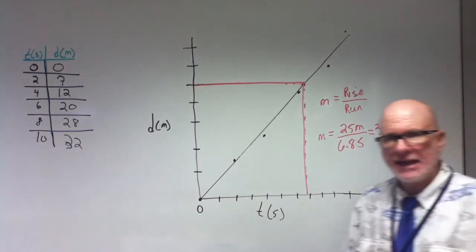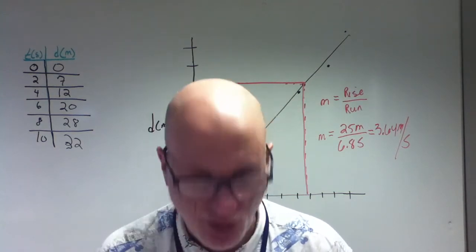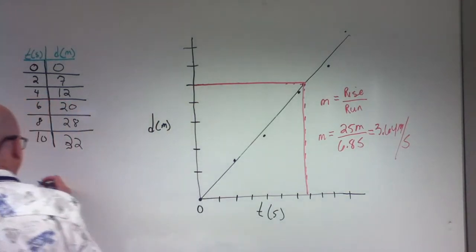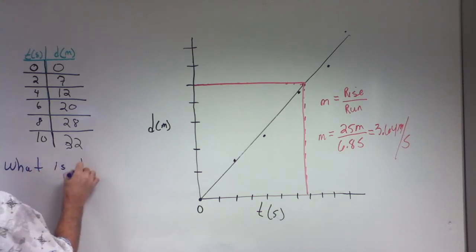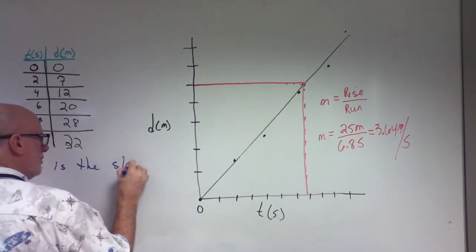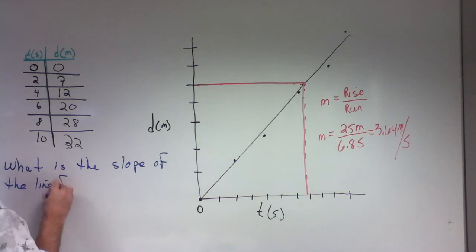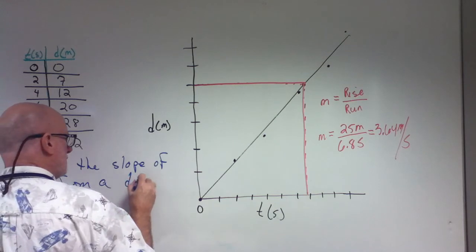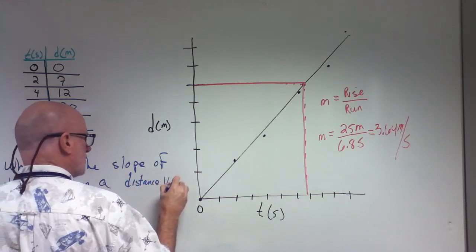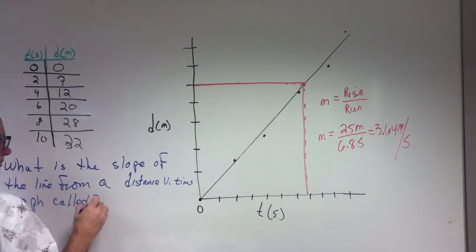Now, let me ask you this. Are you ready? I'm going to write a question on the board. What is the slope of the line from a distance versus time graph called?